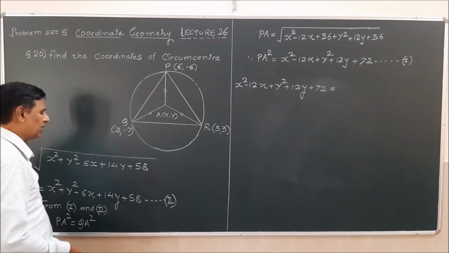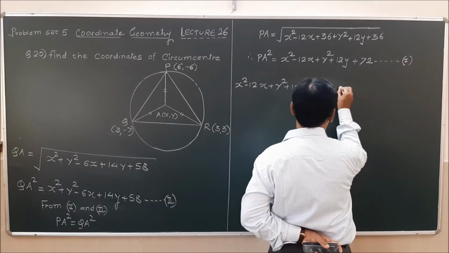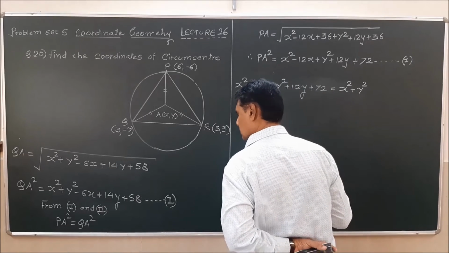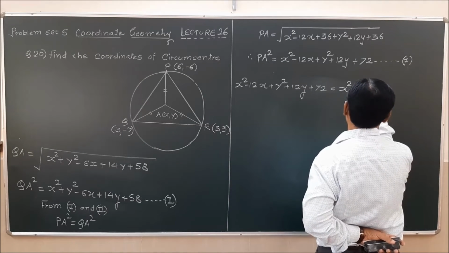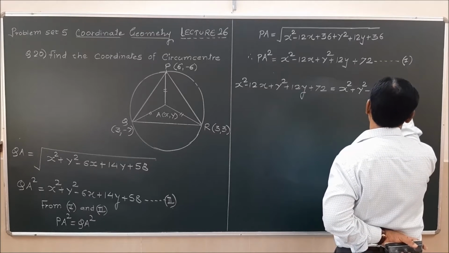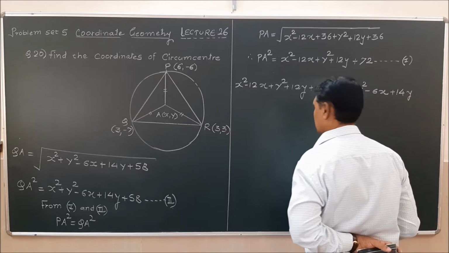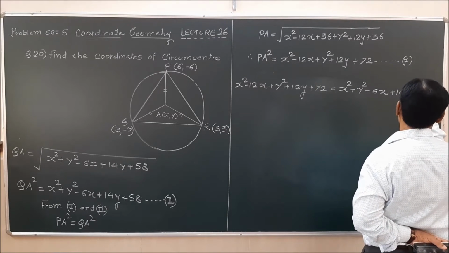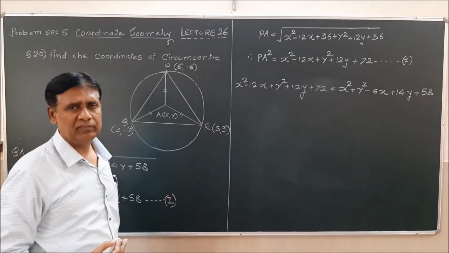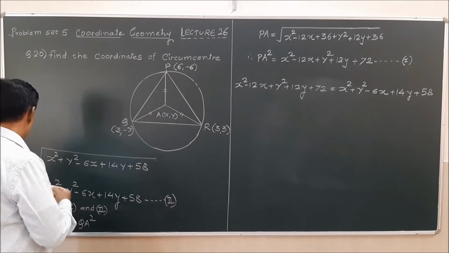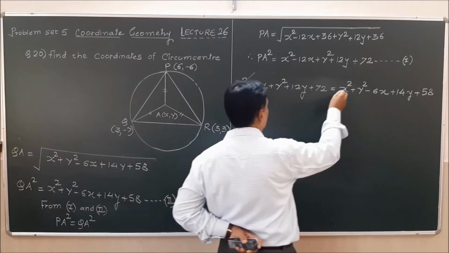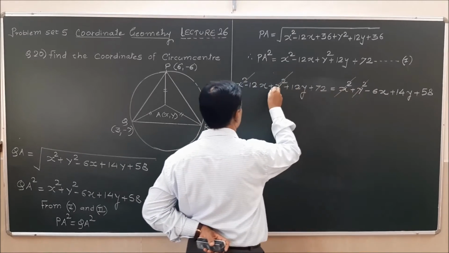x square plus y square minus 6x plus 14y plus 58. So this is how I equate AP square is equal to QA square. So we'll find now if I solve this, x square cancels, y square also cancels.